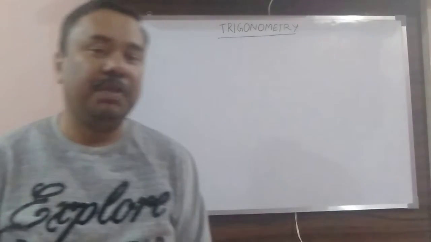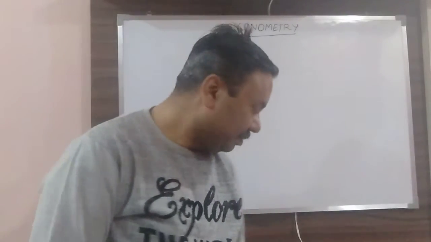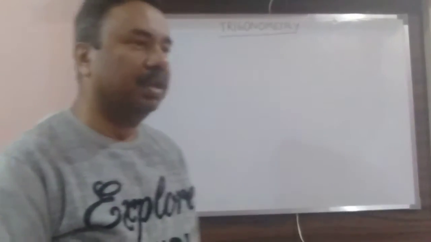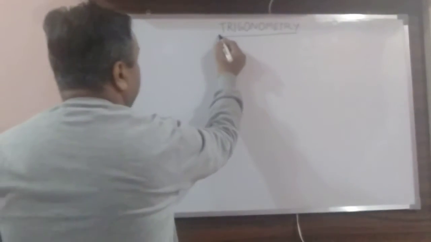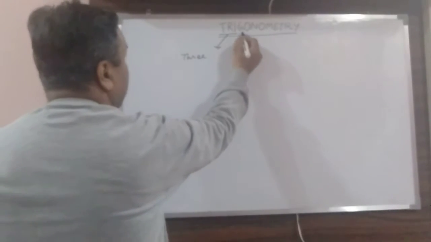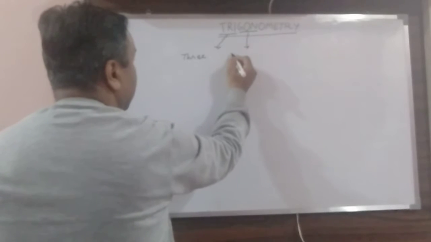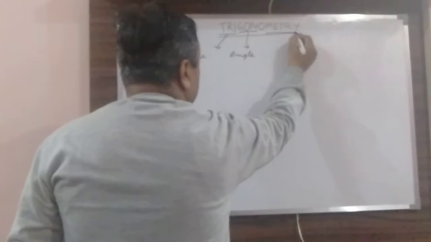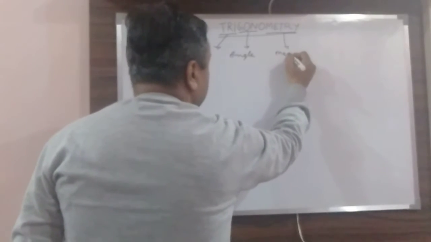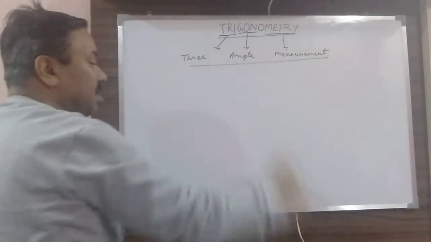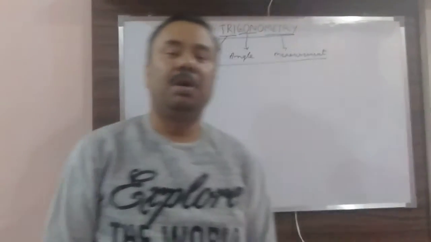So instead of wasting time, let's start with trigonometry. Now what does trigonometry mean? Trigonometry is a word derived from the combination of three words. Tri means three. Then there is another Greek word, gon, which means angle, and the third word is metri, that is measurement. So this is all related to the measurement of three angles.